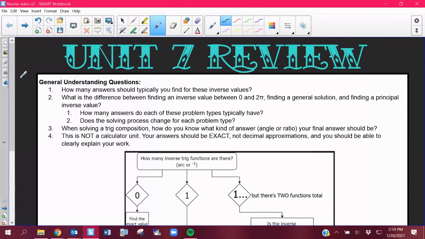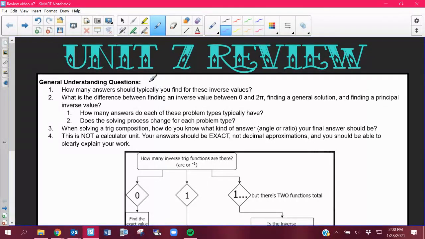Again, this is going to be a quick, down and dirty, trying to talk through this entire unit in 20-25 minutes. The review is up on Google Classroom, and again, you can work these problems. The answer key is up there too as extra practice, but this is walking you through all of the concepts from Unit 7. So the first thing to look at are these general understanding questions. Basically, if you can answer these questions, you'll probably be okay for the test.